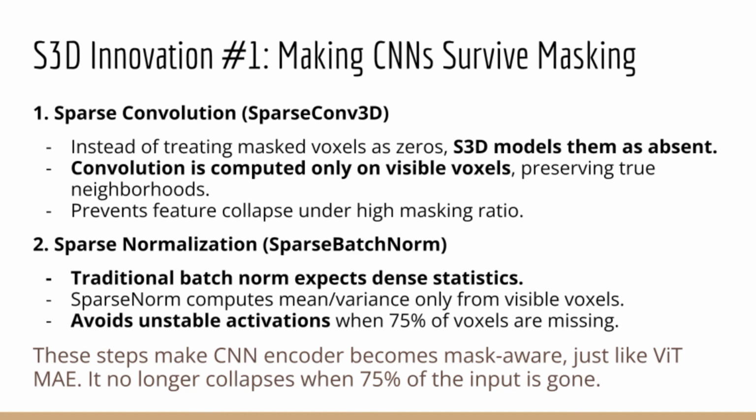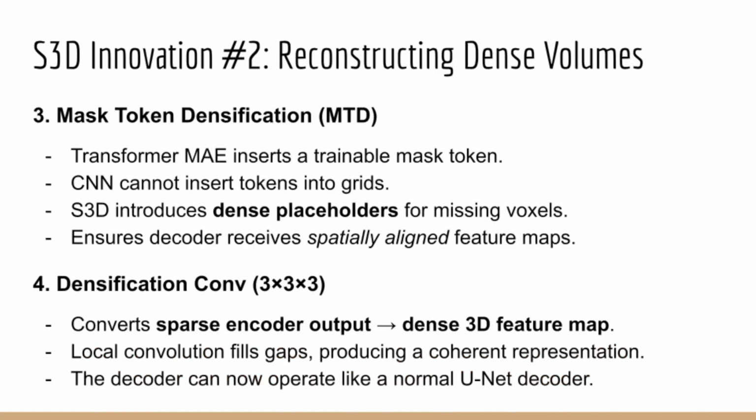And the second step is sparse normalization, also called sparse batch norm. Traditional batch norm expects dense statistics, and S3D introduces sparse norm, which computes mean and variance only from visible voxels, effectively avoiding unstable activation when 75% of voxels are missing. These steps enable the CNN encoder to become mask-aware. With the sparse encoder in place, the next step is reconstruction, the focus of S3D innovation 2, reconstructing dense volumes.